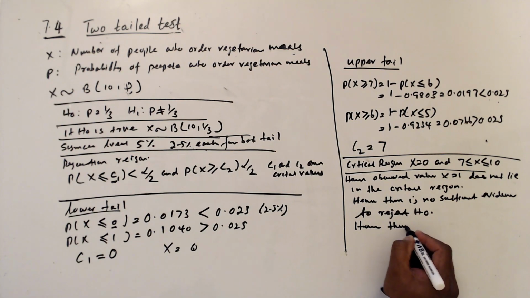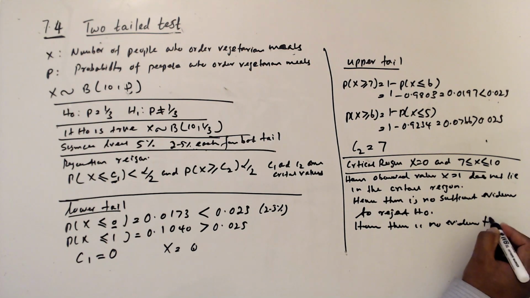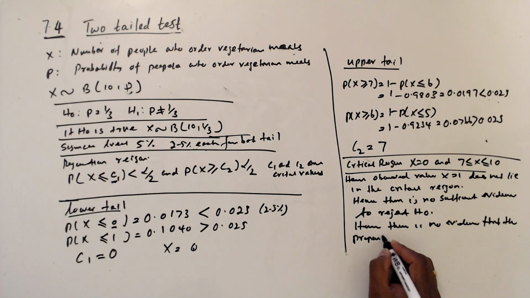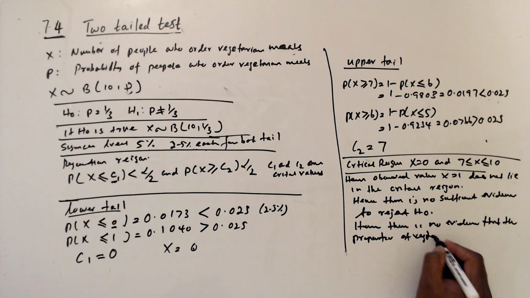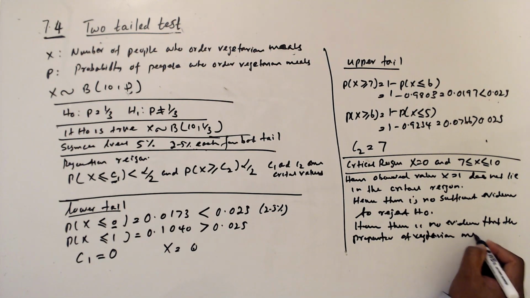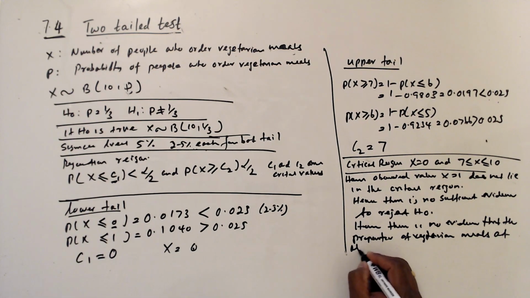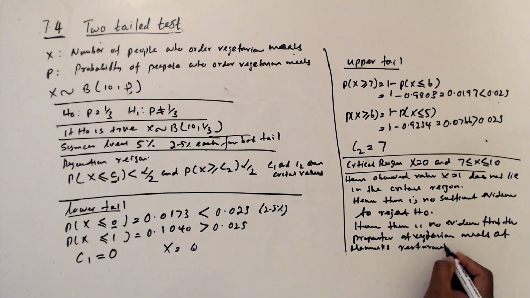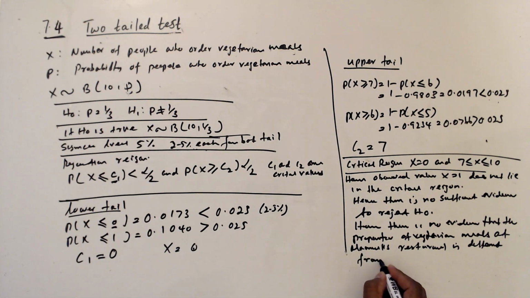Hence there is no evidence that the proportion of vegetarian meals at Manuel's restaurant is different from Enrico's.